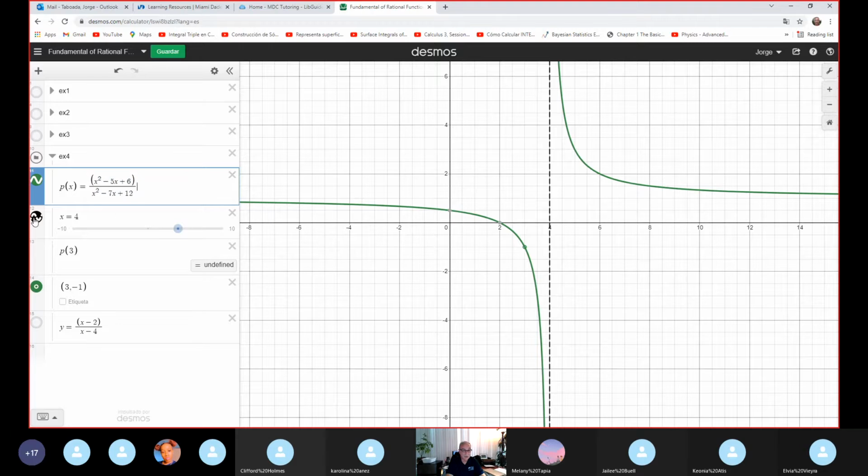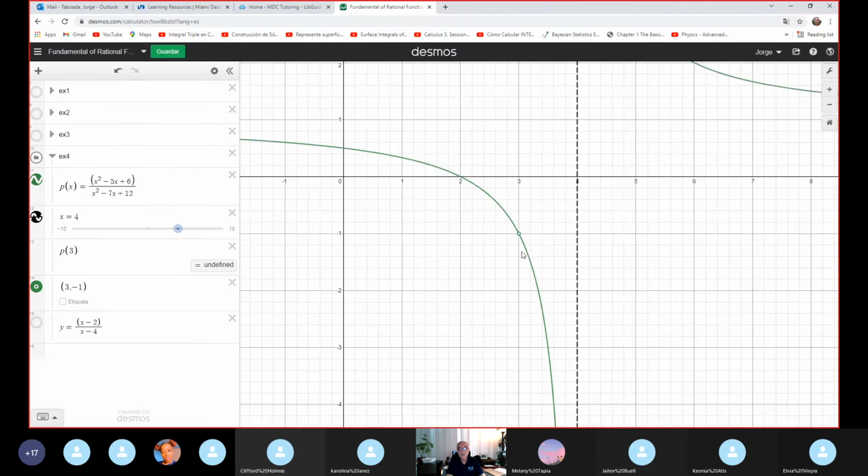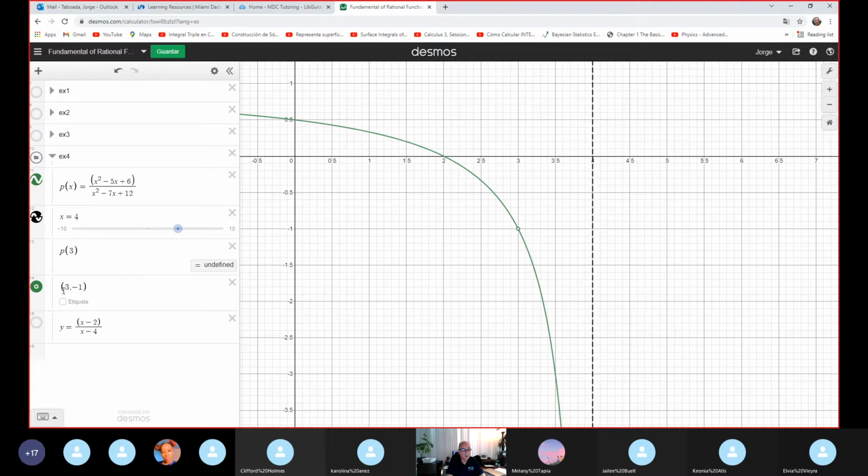We have an asymptote here, at x equals 4, the factor that stays alive after the simplification. But at x equals 3, we have a hole. Look at that. Do you see a hole? Let me zoom. This is the hole, and the hole is located at 3,1.